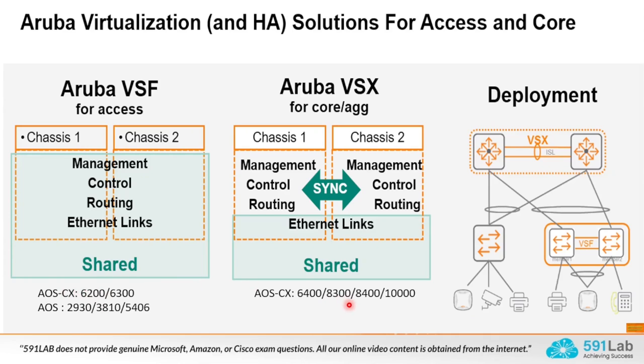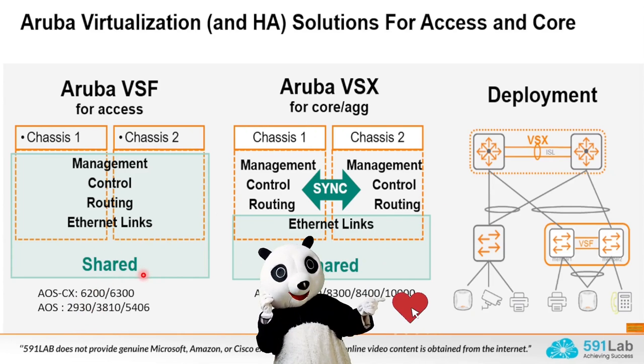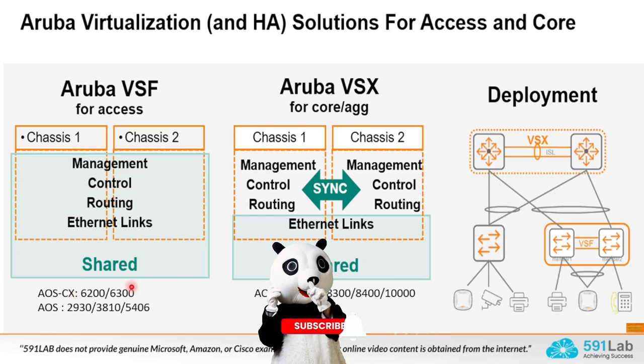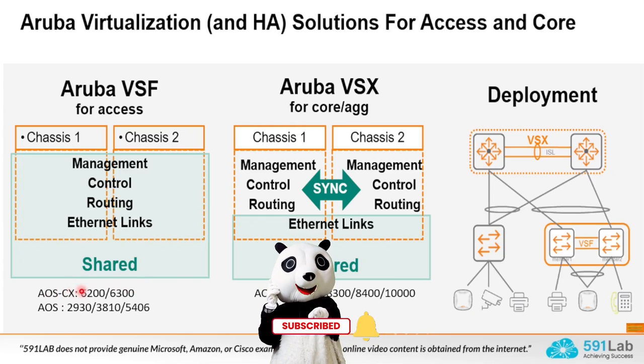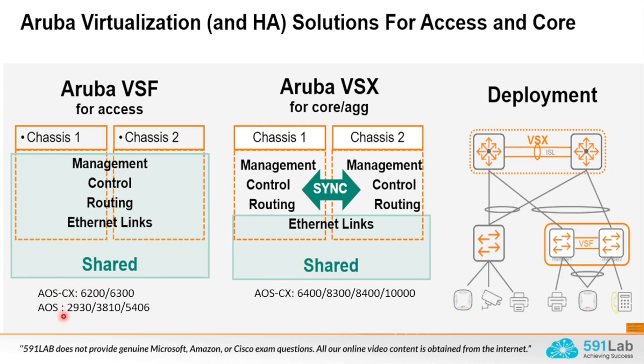6405, 8300 series, 8400 series, 10,000 series, those switches use VSX. For VSF, same switch model or members in same series are required. So you cannot do VSF from one switch from AOS-CX and another switch from AOS. You cannot do VSF. It should be in the same series. So you cannot do VSF with 6200 and 6300. Both should be in same series.